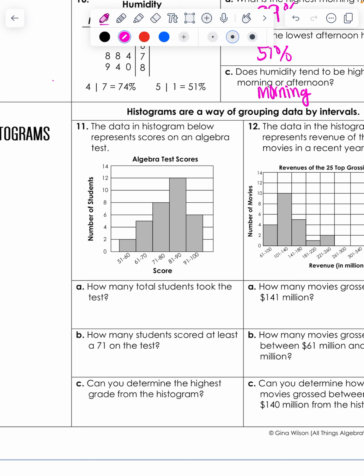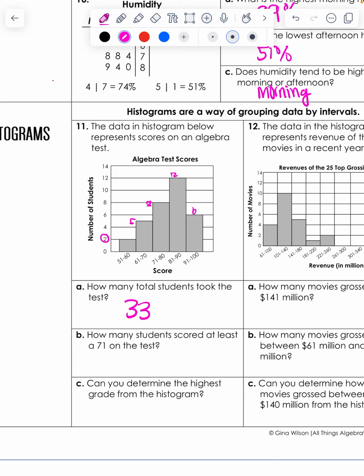And they're pretty easy to read how many total students took the test. Like 2 students got this score. This would be 5. This would be 8. This would be 12. And this is 6. So we would just add up all those numbers together. 2 plus 5 plus 8 plus 12 plus 6 gives me 33.